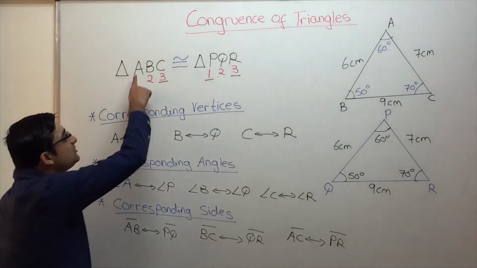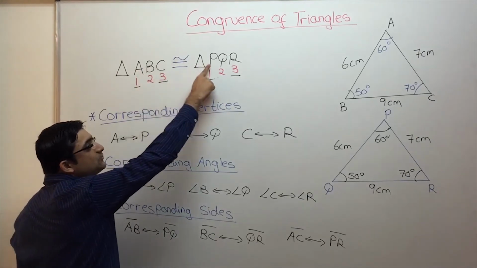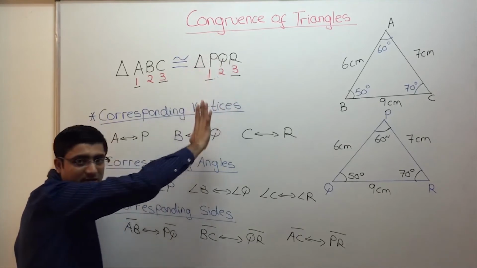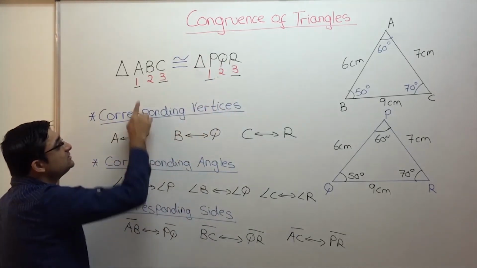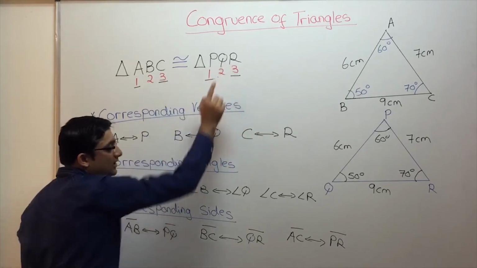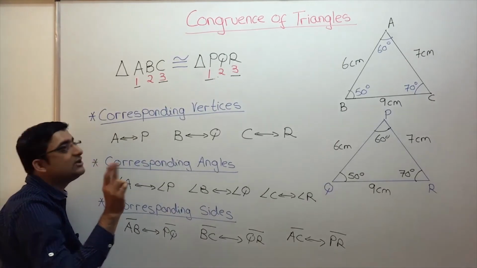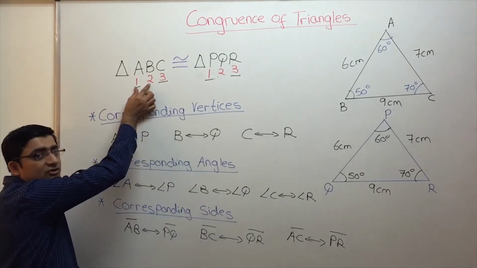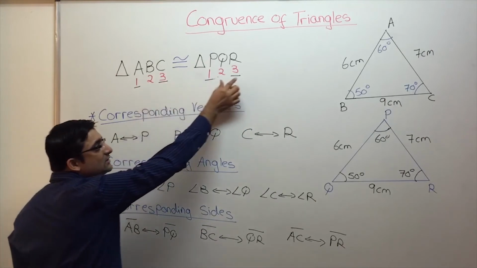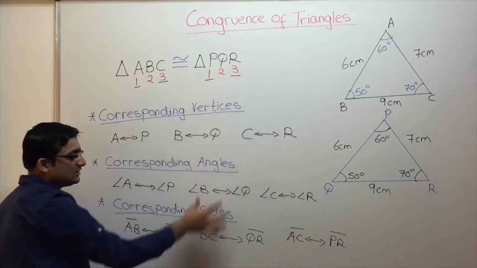So what is the first letter over here? A. What is the first letter over here? P. So vertex A corresponds to vertex P, second letter with second letter, third letter with third letter. Similarly for corresponding angles, first letter with first letter, second letter with second letter, third letter with third letter. How do we get the corresponding sides? We have to take possible combinations of 2. So first combination is first 2 letters correspond with first 2 letters. Then second and third letter correspond with second and third letter. Then first and third letter correspond with first and third letter.